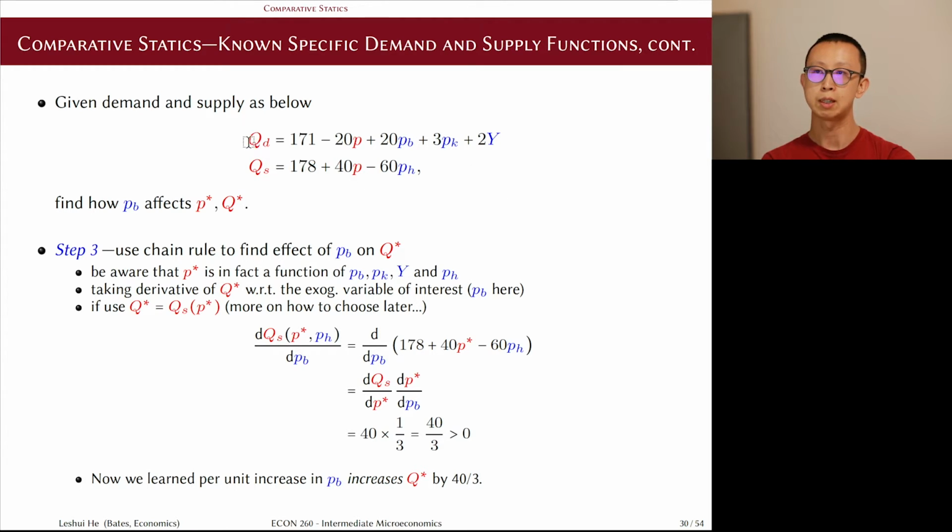However, if you look at the demand function and you try to change the price of beef, it's going to affect the quantity through two different channels. First, it's going to change the equilibrium price as we just discussed. But on top of that, it's going to shift the demand curve by changing PB. And now let me show you technically how these two channels translate into an expression.